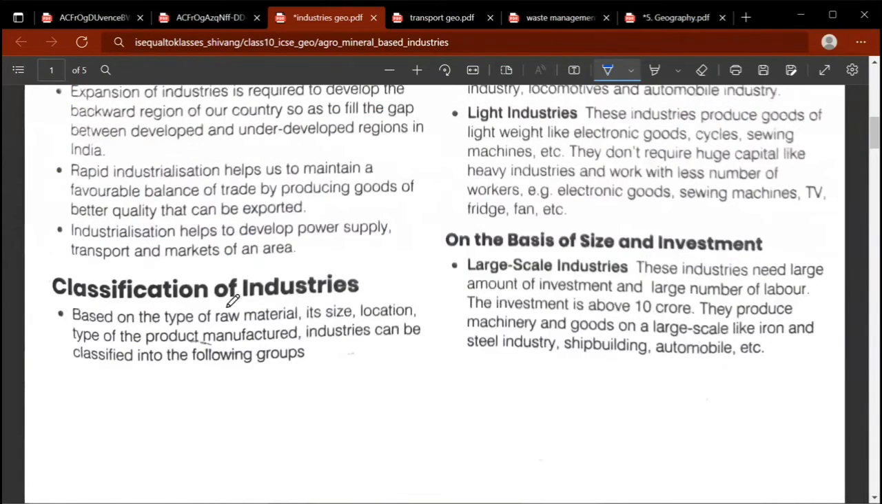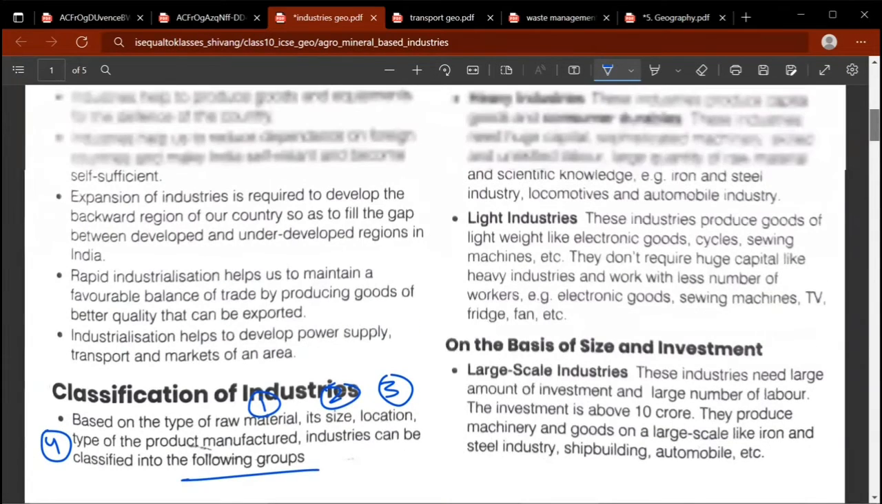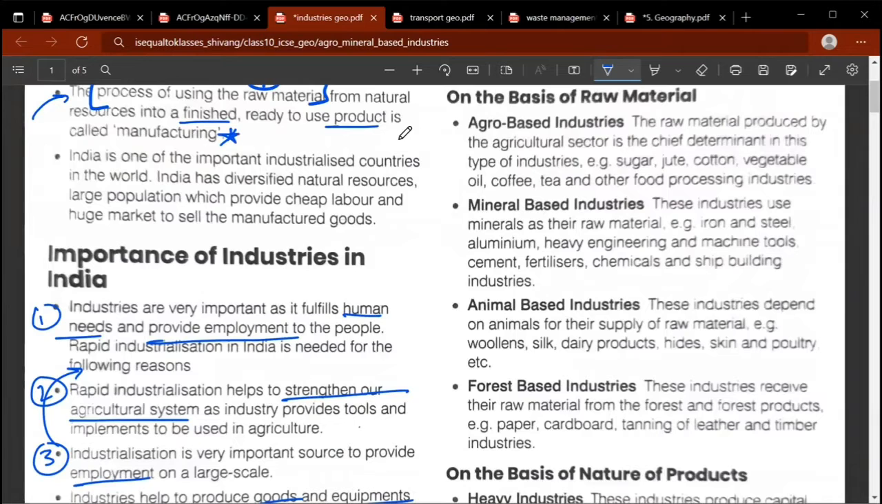Classification of industries based on a type of raw material, its size. So these are some factors. Raw material, size, location, type of product manufactured. Industries can be categorized into the following groups. So let's see which group it is categorized upon.